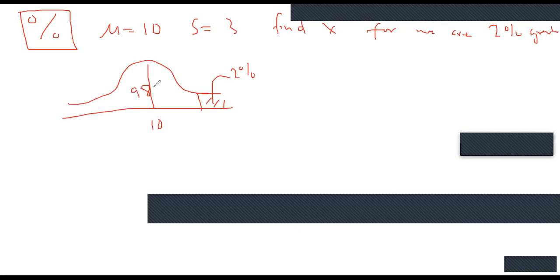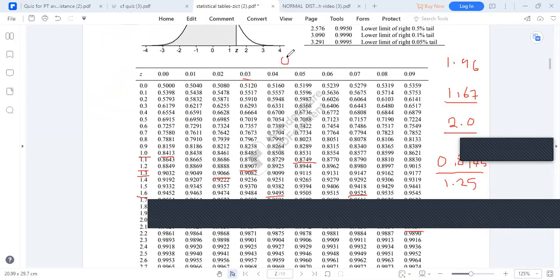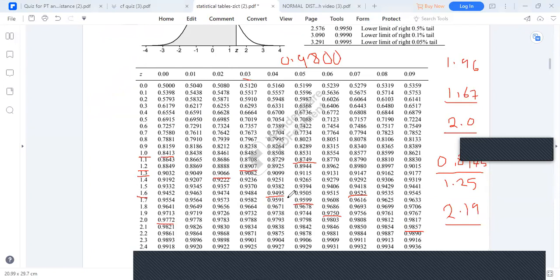98%. So 98% is the same as 0.98. So let's look for 98% from inside the table. Get the closest possible. Let's check for 0.98 inside the table.